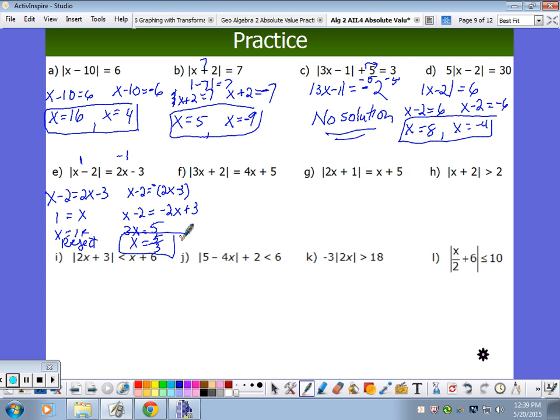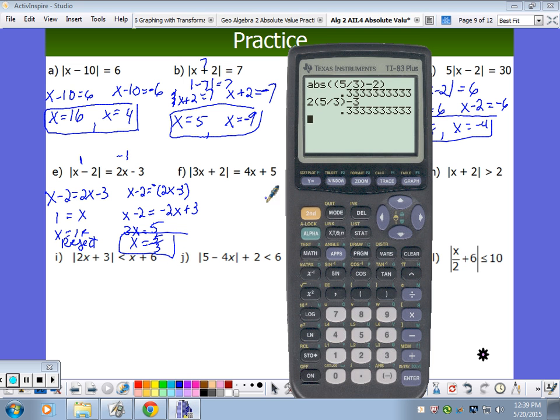So when there's a variable on both sides of the equation, only going to one. Sometimes there's 2. On the calculator? Yeah. You press the math button, move one to the right to the num menu, and see that first thing? That's your absolute value, and you put in whatever you like.